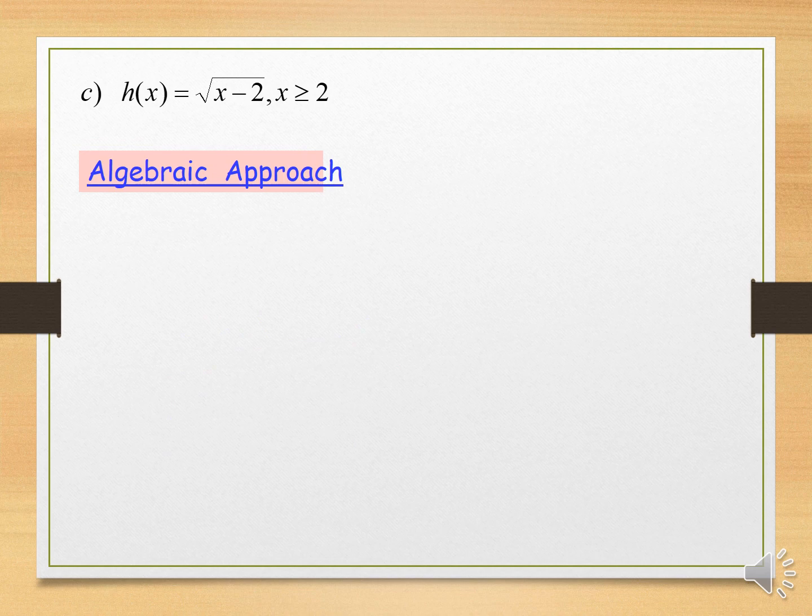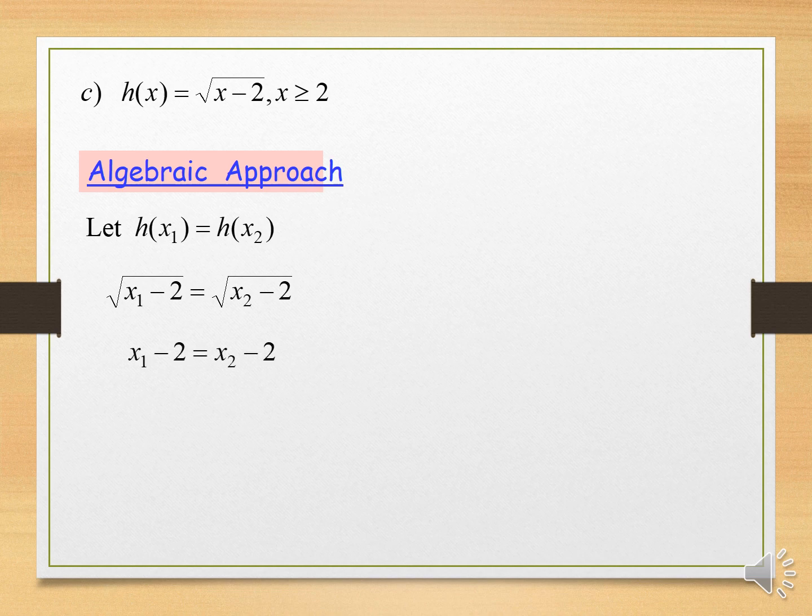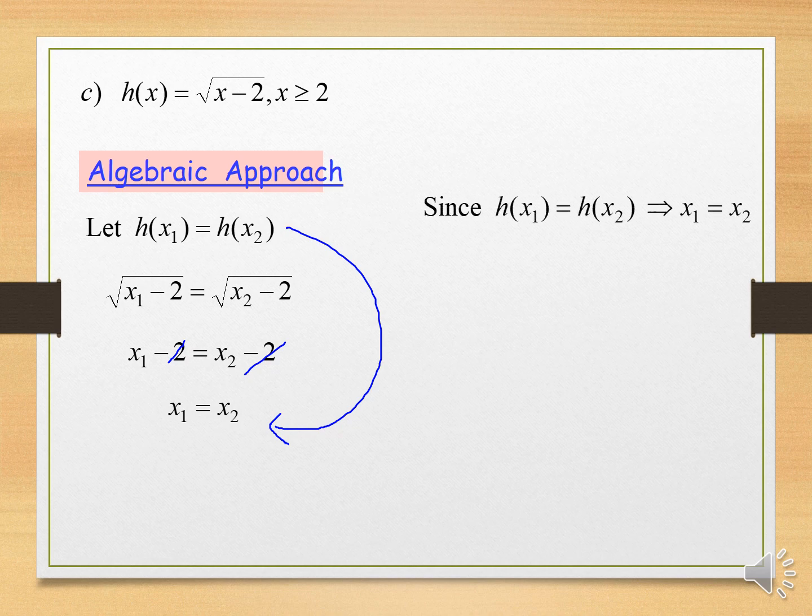By using the algebraic approach, h(x1) equals h(x2). Therefore, square root of x1 minus 2 equals square root of x2 minus 2. Squaring both sides, we get x1 minus 2 equals x2 minus 2. Simplifying, we get x1 equals x2. Since h(x1) equals h(x2) implies x1 equals x2, h(x) is a one-to-one function. Therefore, h inverse exists.